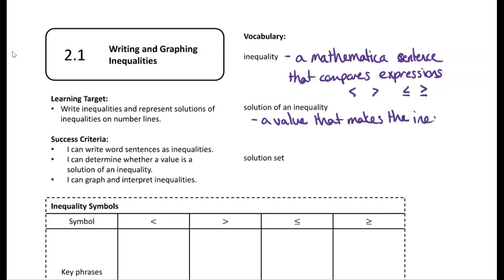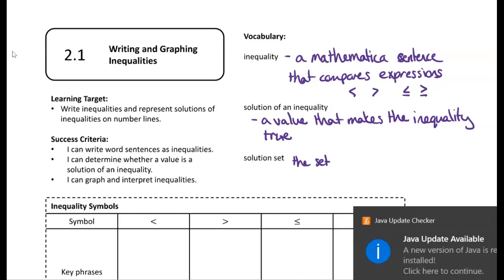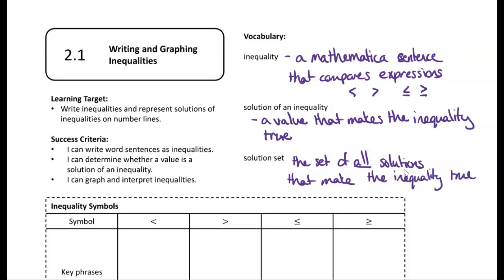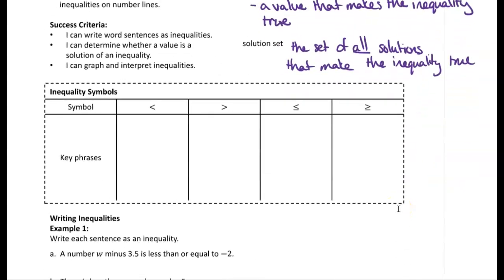So when you plug a number back in to see if it is a solution, then the inequality, when you simplify it, will be true. So it will say something like 6 is less than 10, and we'll be like, oh, hey, that's true. The solution set is the set of all solutions that make the inequality true. Okay, pause as you need to finish writing the vocabulary down.